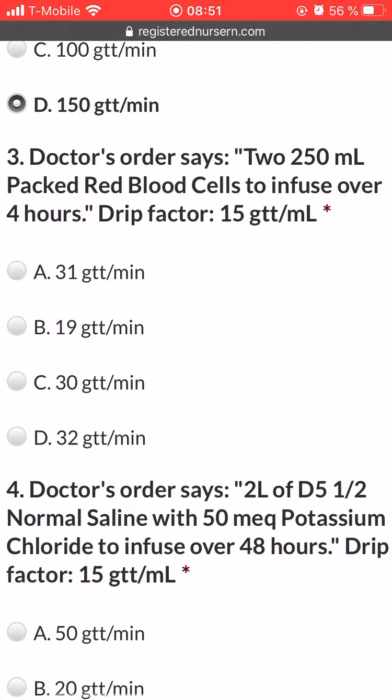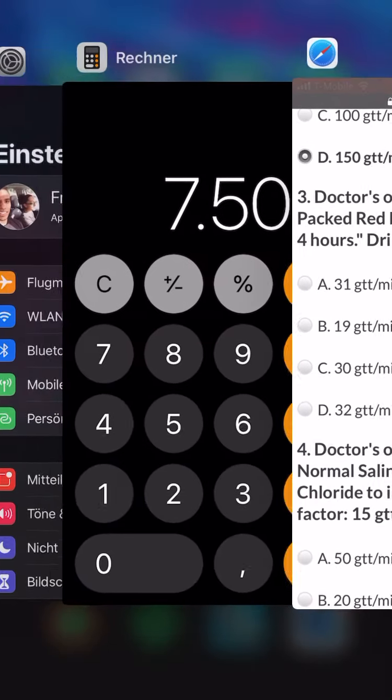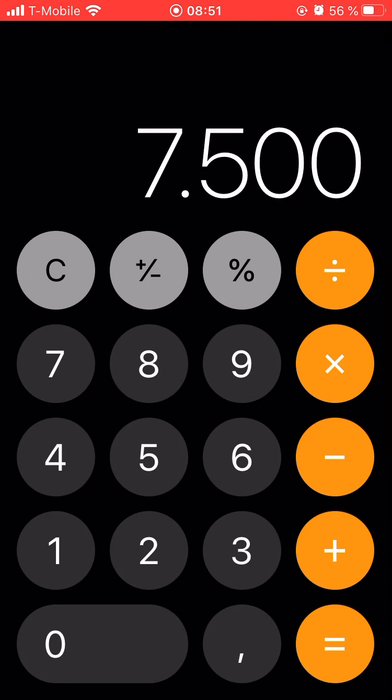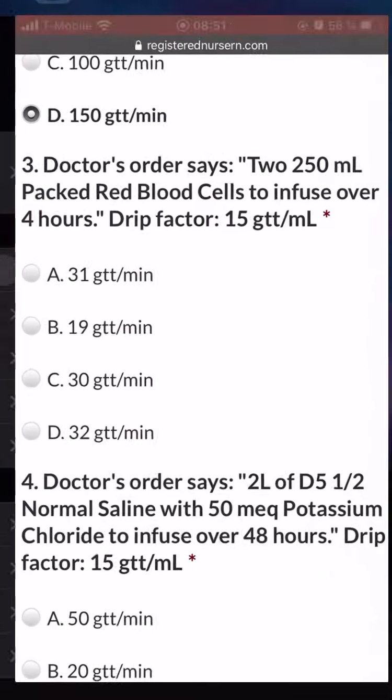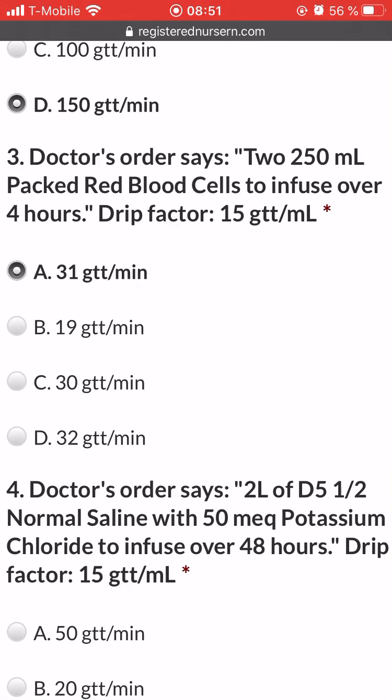Now we have 7,500 gotas in total. We're going to divide that into 4 hours. 4 hours is 1 hour and 60 minutes. It's 4 hours times 60. That's 240. Divide 7,500 by 240. That'll give you 31.25 or 31.